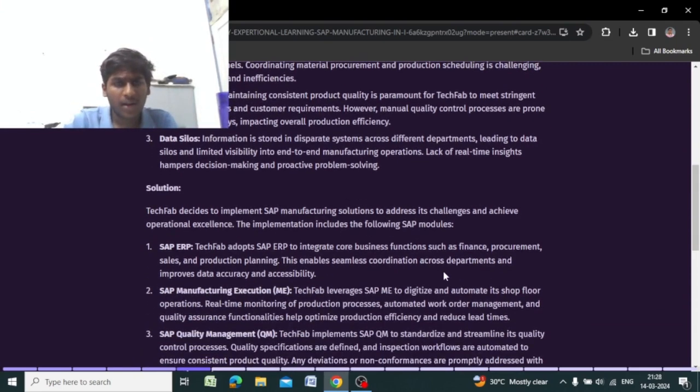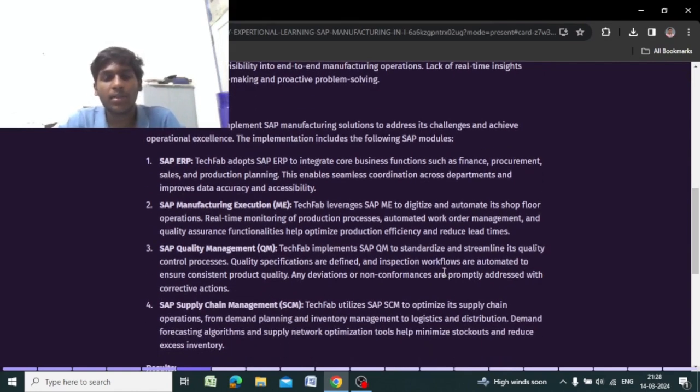So the solution is SAP ERP. ERP integrates business core functions such as finance. So it basically checks the financial status of the company and researches it so it will become a better company. Manufacturing is digitalized and automated. So the quality control of the product and the amount of product would be controlled by manufacturing execution. Quality management is using Six Sigma, which means very little damage, 6 defects per million.